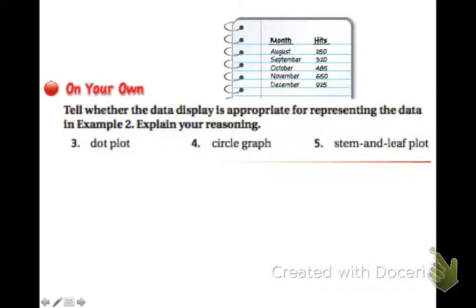number of hits in these months and try a few other displays and whether or not they would be appropriate. So looking at the data, we want to look and see if we can make it into a dot plot, a circle graph, or a stem and leaf plot. So again, we have the months, August, September, October, November, December, which on a dot plot would probably go along the bottom. The hard part about a dot plot is you would have to make 250 dots.